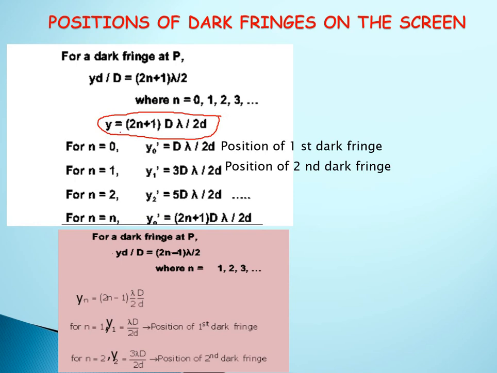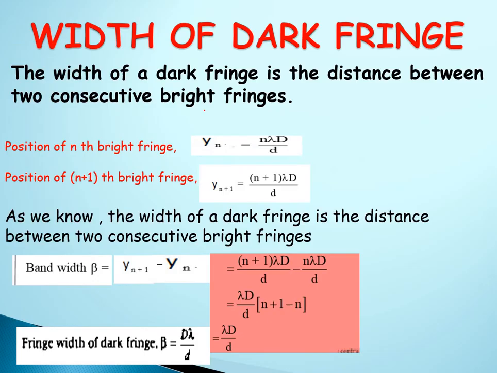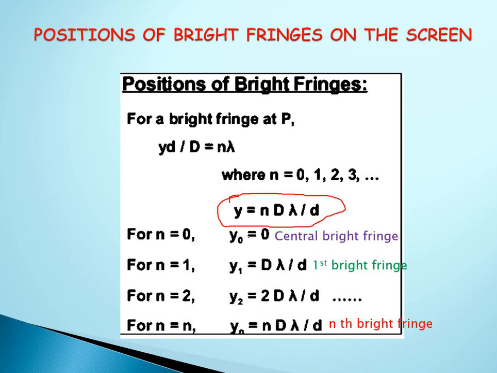What is it? y is equal to (2n plus 1) lambda D by 2d. Position of a dark fringe on the screen when we start with n equal to 0. Children, this is a place where you have to take a little care, because in bright fringes there was no confusion. When n is equal to 0, it was the central bright fringe. When n is equal to 1, it is the first bright fringe. No confusion, because there was a central bright fringe and then the first bright fringe. So when n is equal to 1, we were getting the first bright fringe.